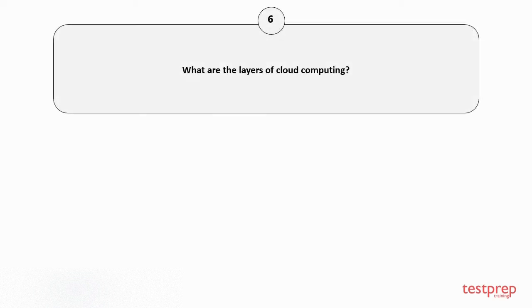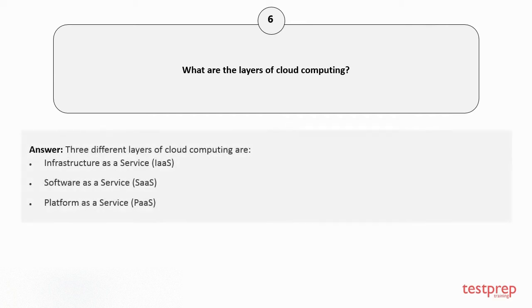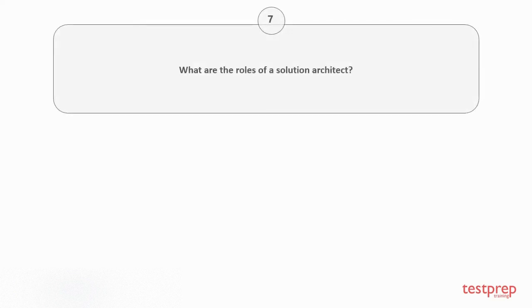Question number 6, what are the layers of cloud computing? Your answer is 3 different layers of cloud computing are Infrastructure as a Service, Software as a Service, Platform as a Service.